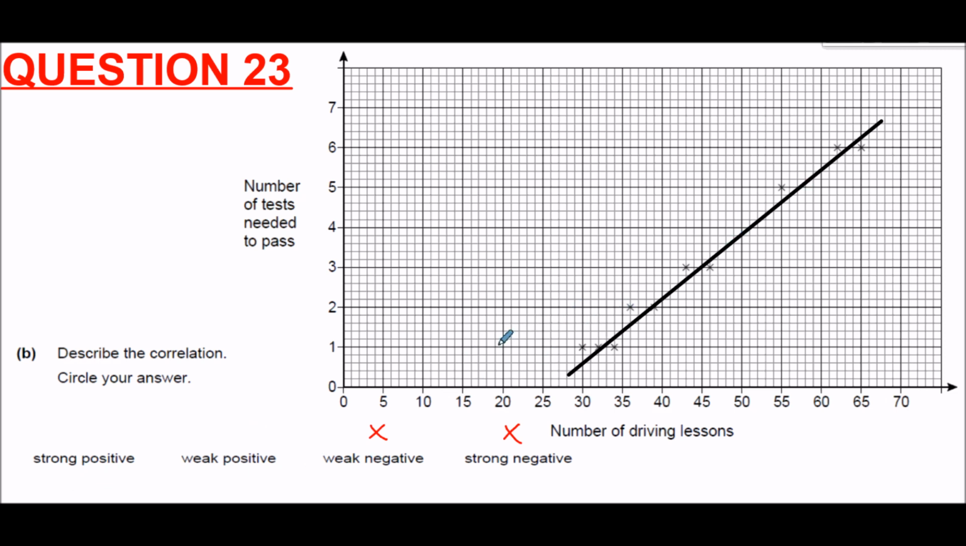Now, strong positive means the points tend to be quite close to the line. Weak is if the points are scattered loosely around the line but aren't all particularly close. All of these points here fit on or very close to the line itself, and so that means the correlation is strong and positive because of its direction. And so for this one, we can say it's strong positive correlation.